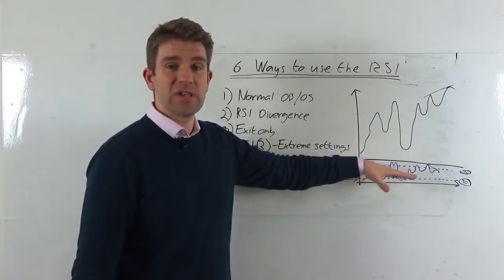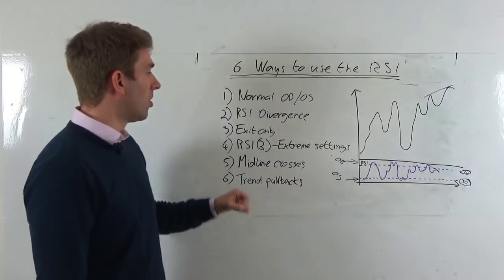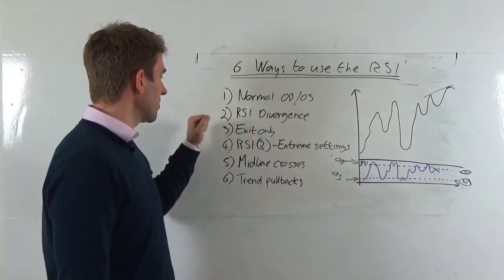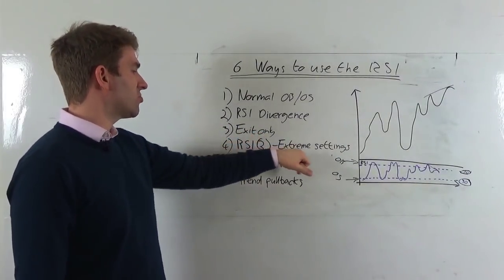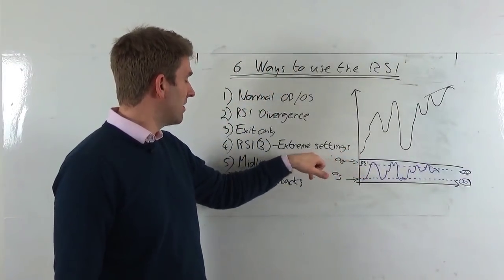And of course, you can set alerts as well on most of your chart packages if you get into an overbought condition on that indicator. Right, that's number 3. Number 4, RSI 2, extreme settings. I think it was Larry Connors who came up with this one. This is not a bad little way of doing it either.